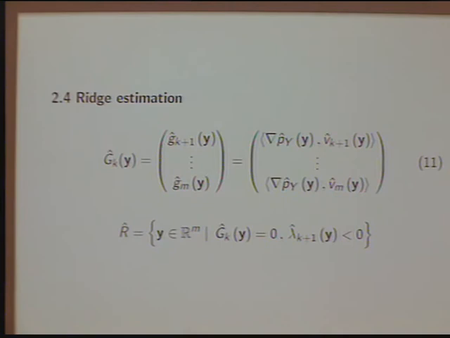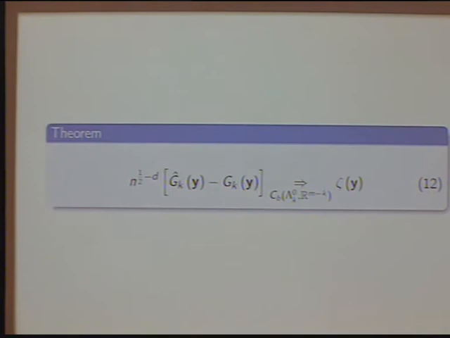Then the ridge will simply be estimated by taking the estimated directional derivatives. So for this, you had to estimate first these eigenvectors. Okay, so first estimate the eigenvectors, then you can estimate these directional derivatives, and the ridge is then the set of points where these are zero and the estimated eigenvalues are negative. Or rather, since they are ordered, you just take the first one, the eigenvalue k plus 1, and then the next ones will be negative anyway. So we just check this one. Okay, and then we have to have a functional limit theorem, of course, for these estimated directional derivatives.